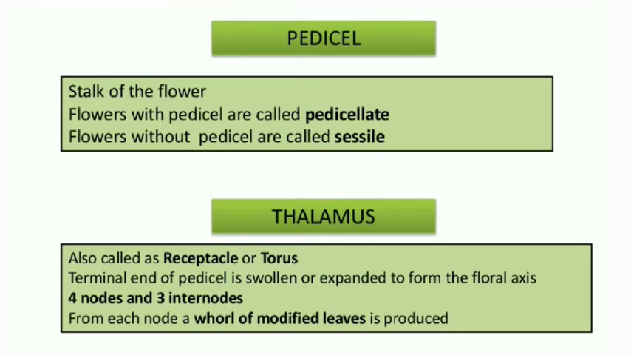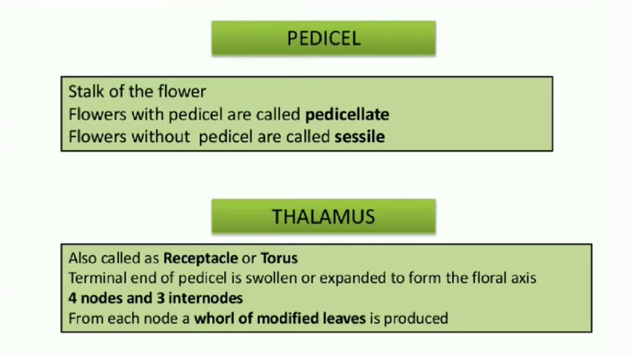So, pedicel is the stalk of the flower, and flowers with a pedicel are called pedicellate. Flowers without a pedicel are called sessile. Means if the flower contains a stalk, the flower is called a pedicellate flower. If the flower does not contain a pedicel, it is called a sessile flower, right.